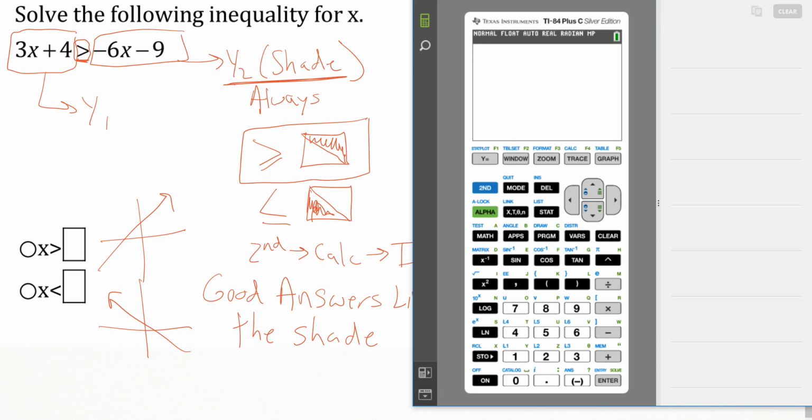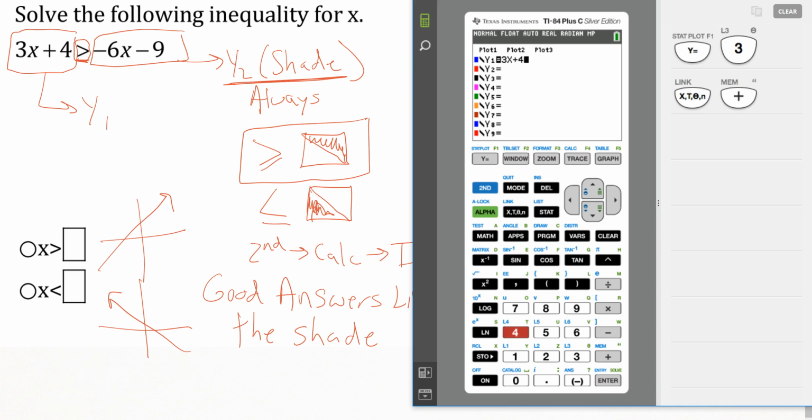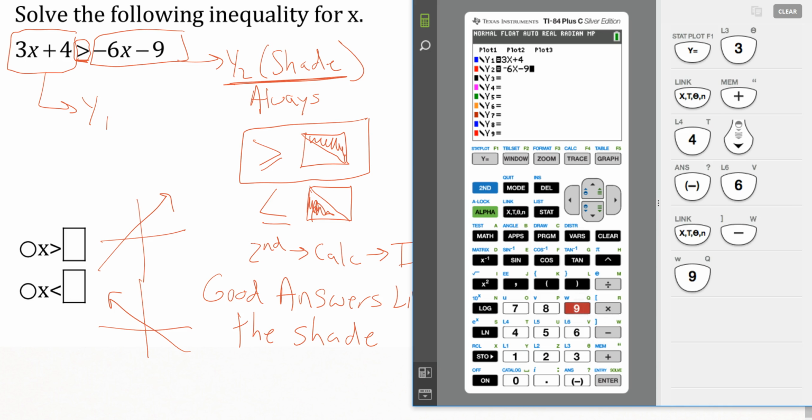So now we're going to pull up our calculator and go into our y equals. That's the top left button there. You just want to hit y equals. And in y1, we're going to type in our 3x plus 4. Then go down to y2, and in y2 we're going to type in negative 6x minus 9.